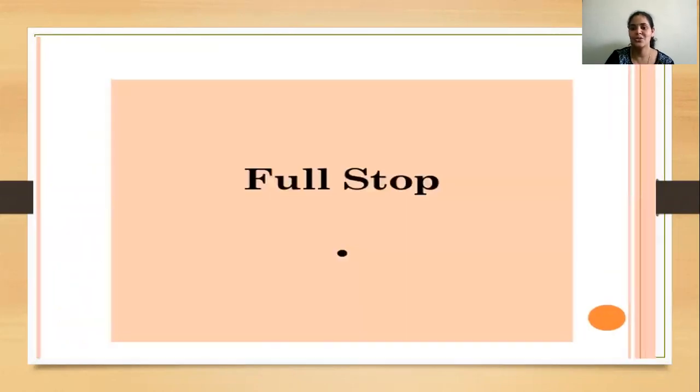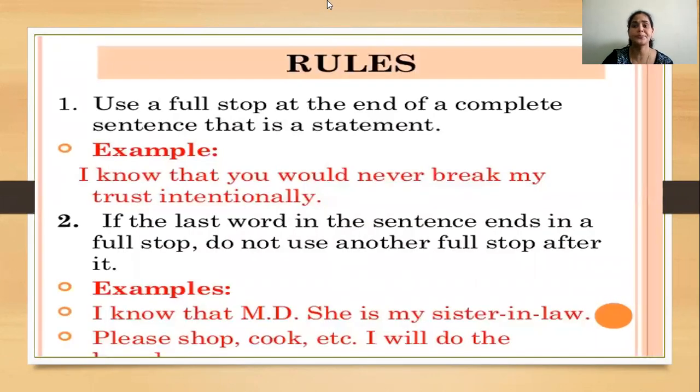Okay. Slowly we'll move on with the first punctuation mark, that is full stop. It is also called a period. So quickly we'll go with the rules. Use a full stop at the end of a complete sentence. That is a statement. We all know this. So when the statement is complete, we automatically put a full stop.